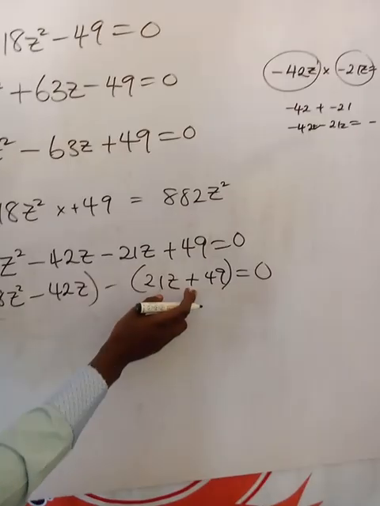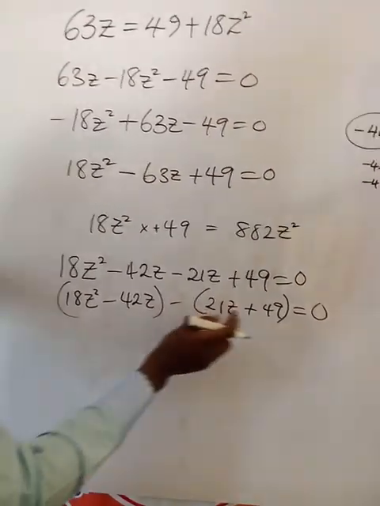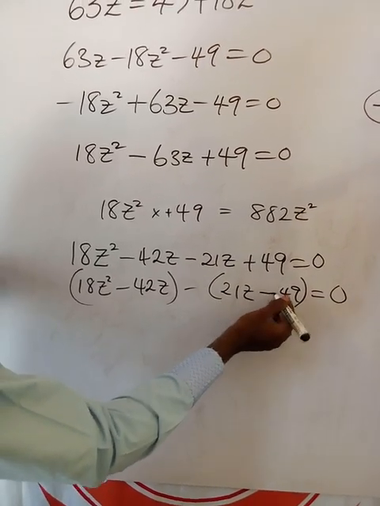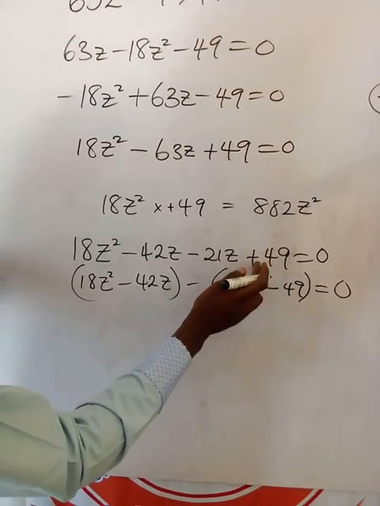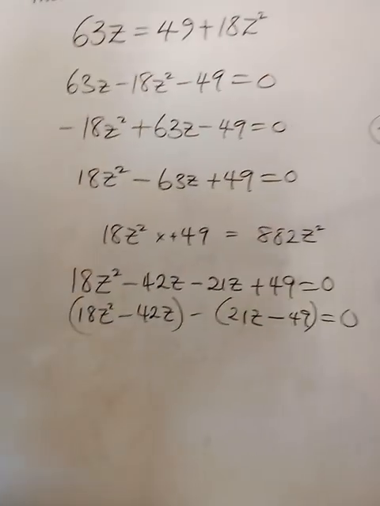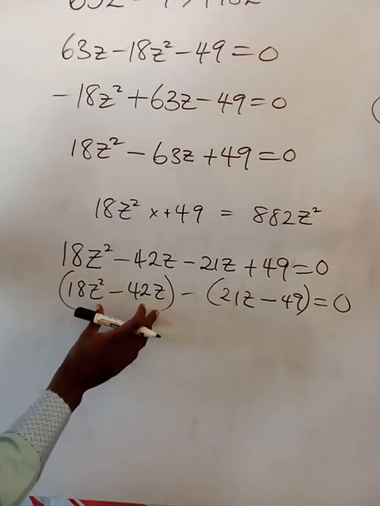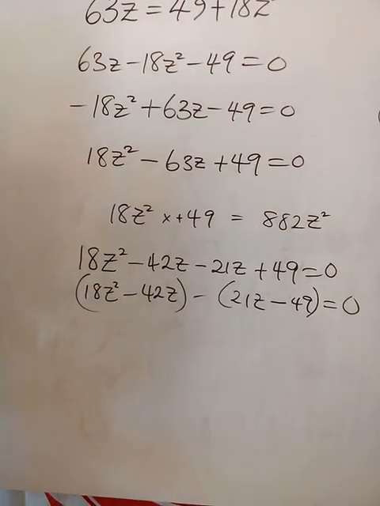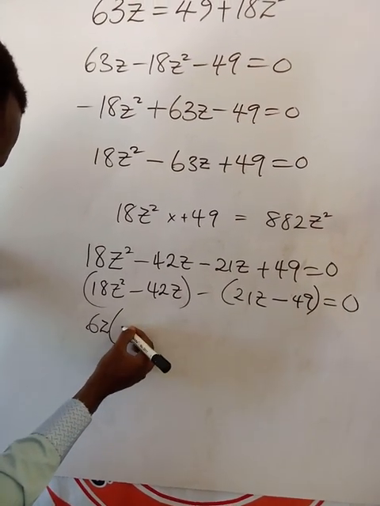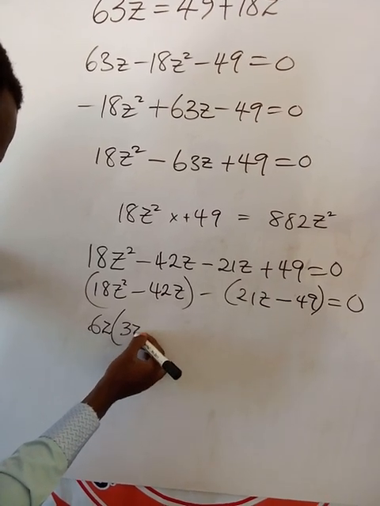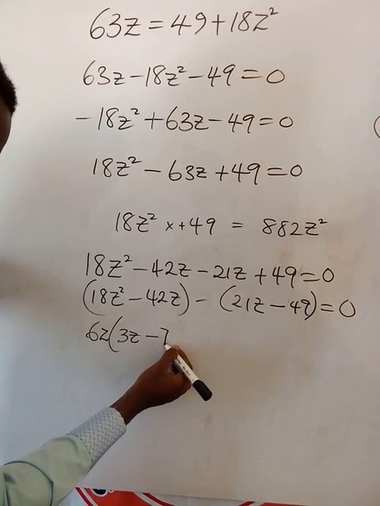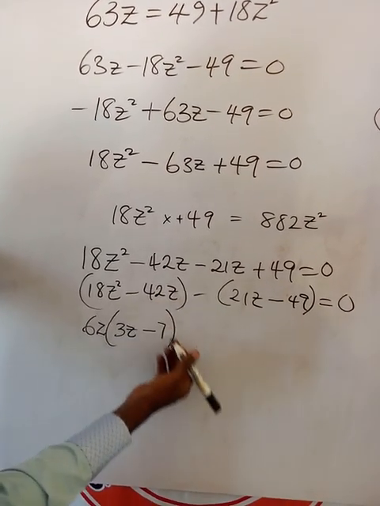But this is incorrect because minus times plus will not give you plus. So we have to change this to minus, so that minus times minus will give us back our plus. So anytime you introduce a bracket, sometimes it affects the sign. All right? So now that we have this, we can consider the common factors here. I believe 6 is common here, and z is also common here. So here we are left with 3z, and then minus 7, because 6 times 7 gives you back a 42.